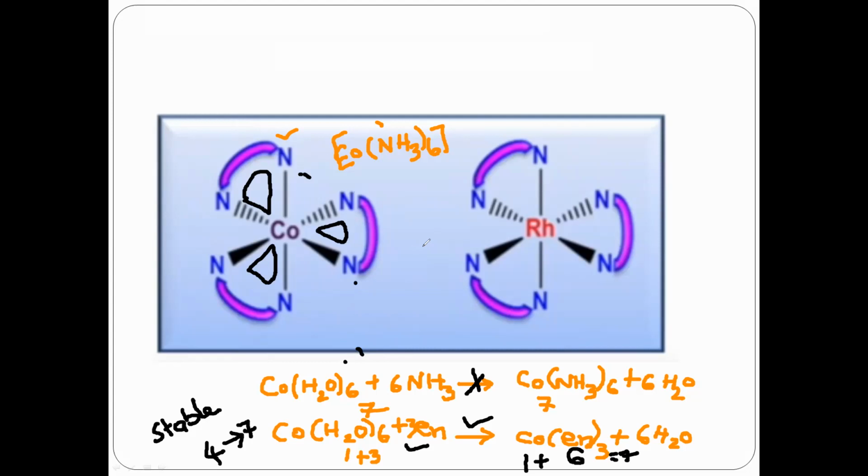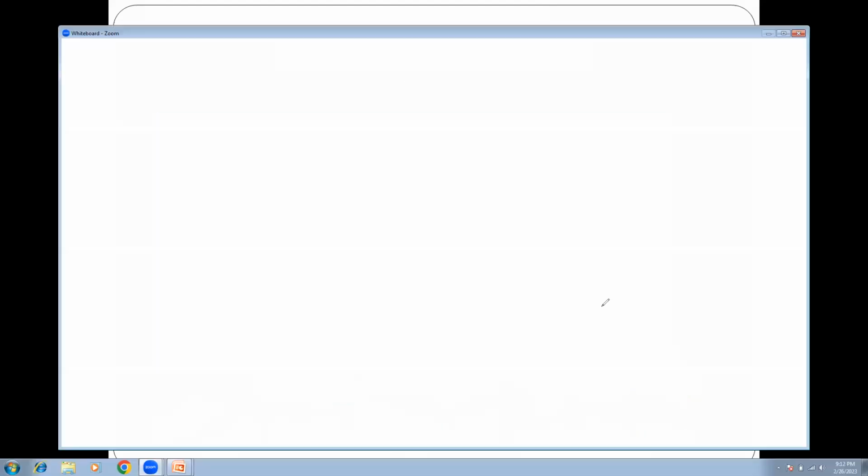We can explain the same thing using thermodynamic parameters. In thermodynamics, we know that delta G is equal to delta H minus T delta S. Delta G is the Gibbs free energy change, delta H is the enthalpy change, and delta S is the entropy change.